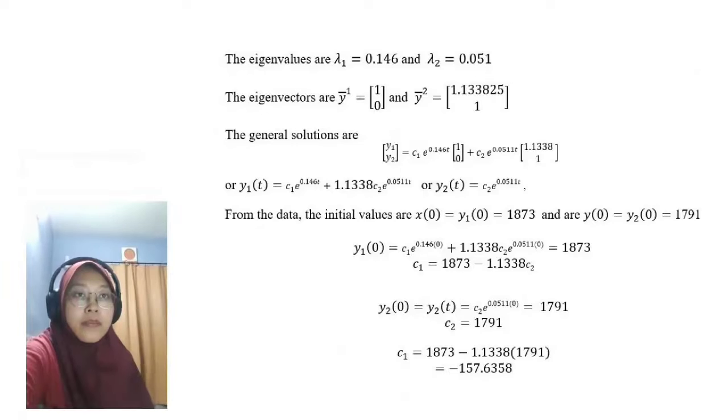We can transform it to form a set of equations, and also transform the LDE to the form of a matrix. Alright, so then we calculate the eigenvalues, which are lambda 1 equals 0.146 and lambda 2 equals 0.051. And then we also calculate the eigenvectors to get the general solutions. From the data, the initial values are x0 equals y10, which equals 1873, and y0 equals y20, which equals 1791. Based on both of these values, we find the values for C1 and C2.